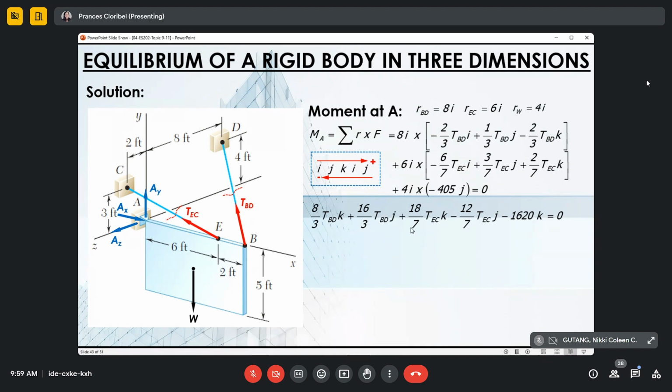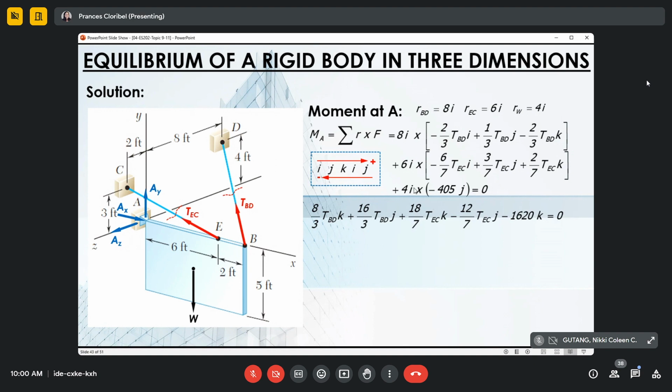Next, the position and force vectors for EC. i times i is 0. i times j is positive k, so positive 18 over 7, EC, k. Next, i times k is negative j, so negative 12 over 7, EC, j. Next, 4i times j: i times j is positive k, but it is negative here, so negative 1,620 k.